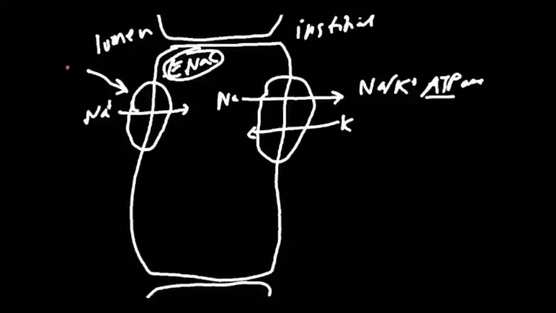So what we're going to do is increase this channel with aldosterone. I need to make a smaller pen. I'll get rid of this really quick. Okay, let's try this again. So aldosterone is going to affect this channel and this pump.